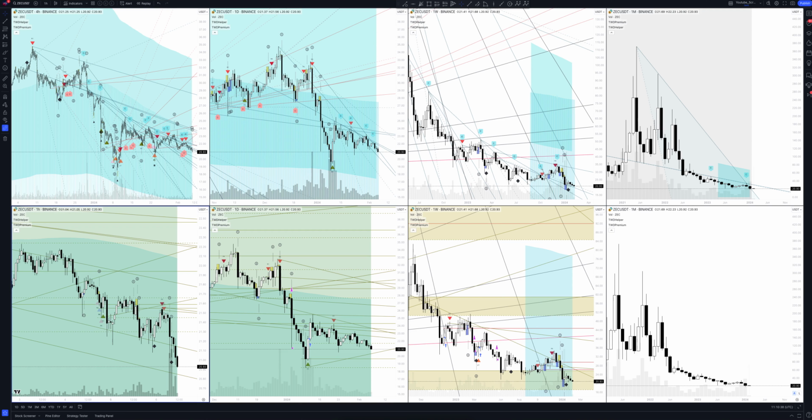Today we will take a look at Zcash cryptocurrency. Let's analyze the market situation and find out how you can make money on it. Let's start.